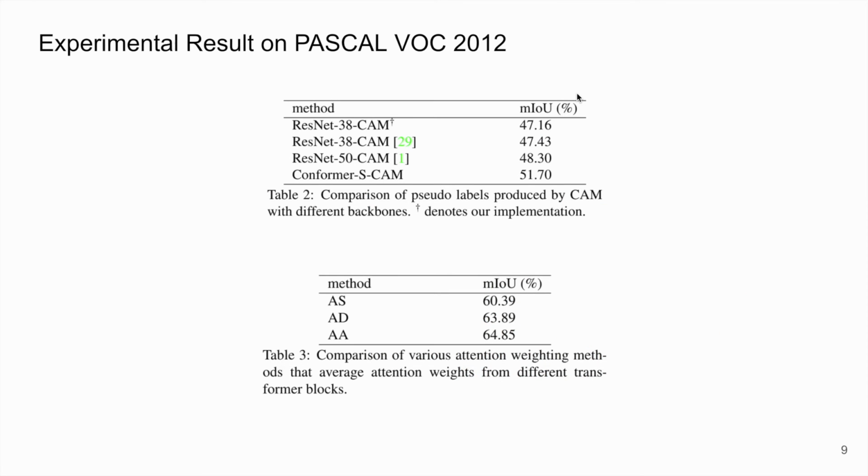We test our method on the PASCAL VOC 2012 dataset. The first table shows the conformer architecture generates better class activation map for pseudo ground truth labels compared to other CNN models. The second table shows our attention-based refinement substantially improves the class activation map. And it also shows that averaging attention weights in all blocks for the attention map has the best performance compared to averaging only shallow or deep layers.